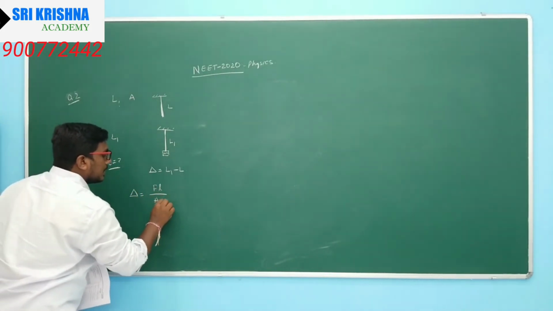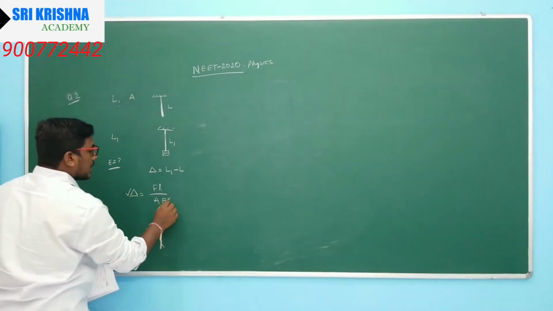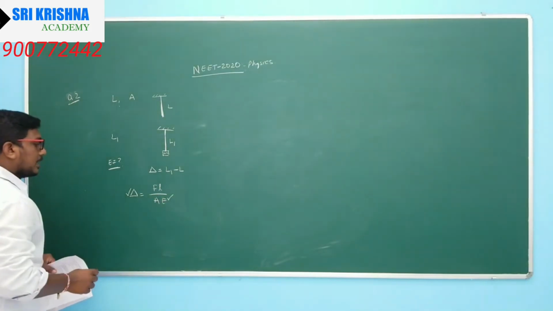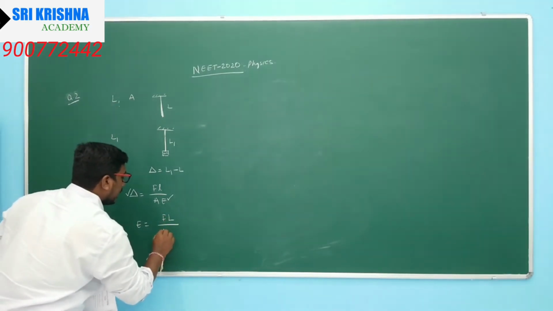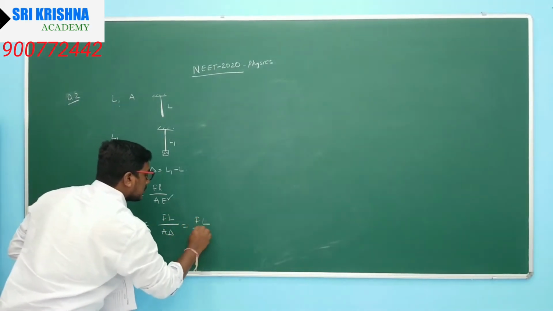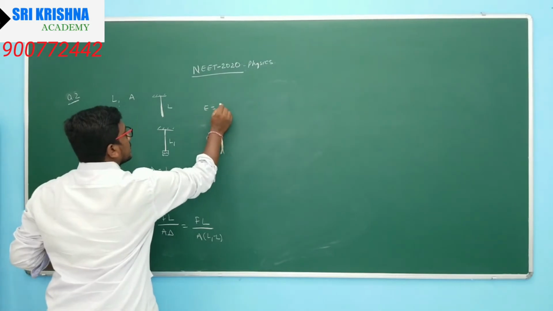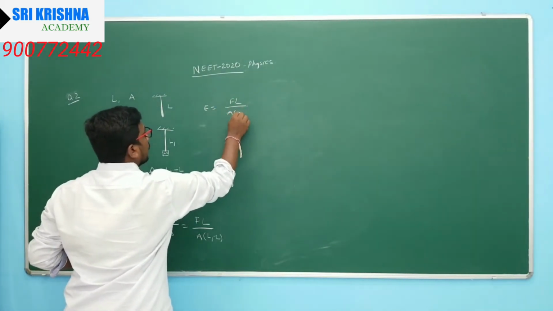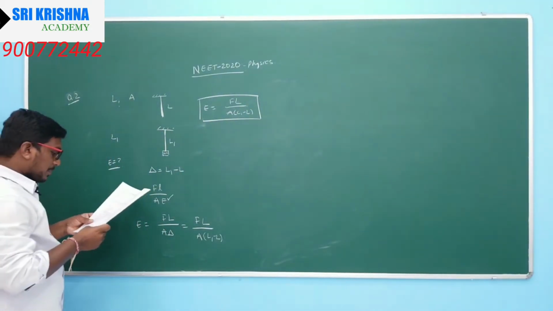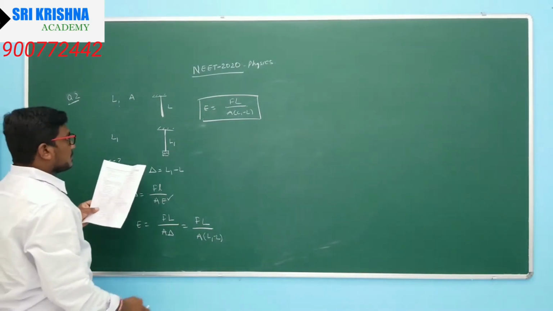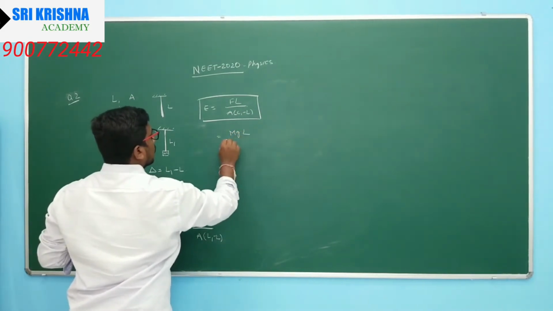The formula for the change in length is FL by AE. Here we know the change in length delta, but he is asking us to find the Young's modulus, the E value. So from here, E is nothing but F into L by A into delta. Delta is L1 minus L. So this is the answer: E is FL by A into (L1 minus L). Option 3. Here F can be written as M into G. That's all.